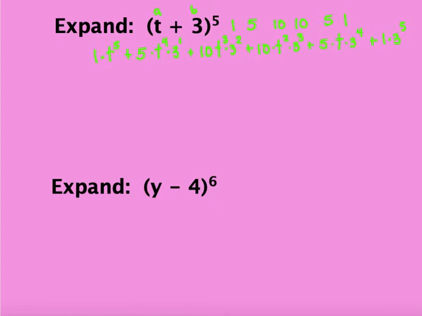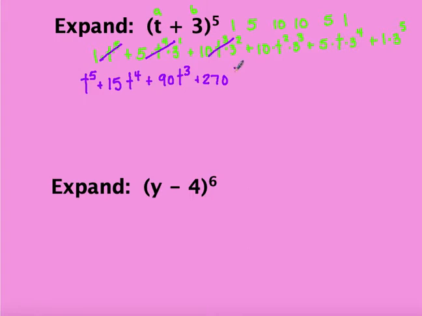So now the last thing I'm going to do is go through and simplify and do my exponents and multiply. So I'm going to end up with t to the fifth power plus 3 to the first times 5 is 15t to the fourth. Plus, then I'm going to do 3 to the second is 9 times 10 is 90t cubed. So I'm going to mark these off as I simplify. 3 to the third is 27, times 10 is 270.